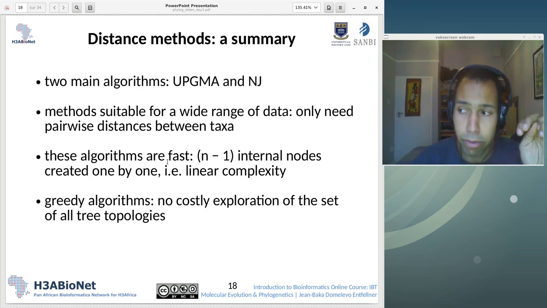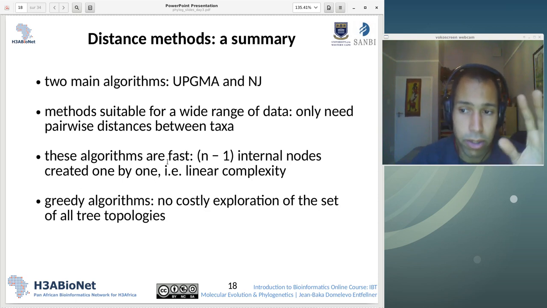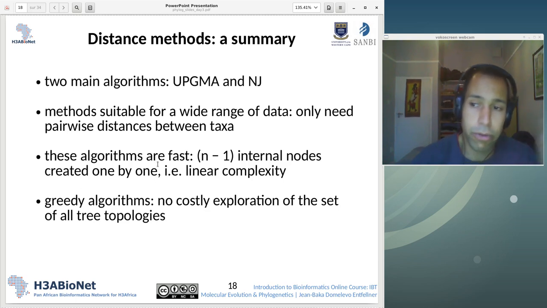These algorithms are greedy. They don't go back. They don't cancel what they've done. They don't say, oh, I've made a mistake, or maybe I would get a better tree doing this or that, modifying this tree in a certain way. No, we never do this in UPGMA and NJ algorithms. So there's no costly exploration of the set of all tree topologies, so that's why they're fast.